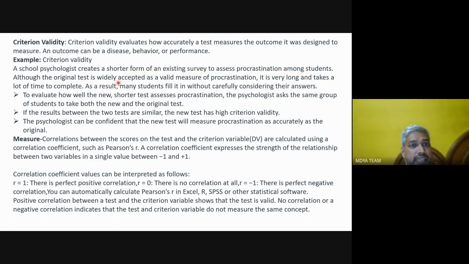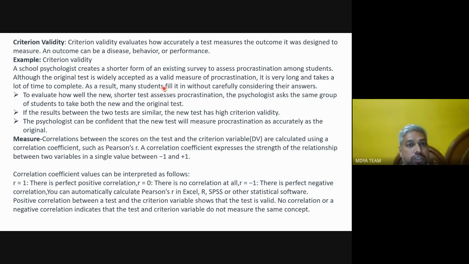Although the original test is widely accepted as a valid measure of procrastination, it is very long and takes a lot of time to complete. As a result, many students fill it in without carefully considering their answers. So what did the psychologist do? To evaluate how well the new shorter test assesses procrastination, the psychologist asked the same group of students to take both the new and the original test.